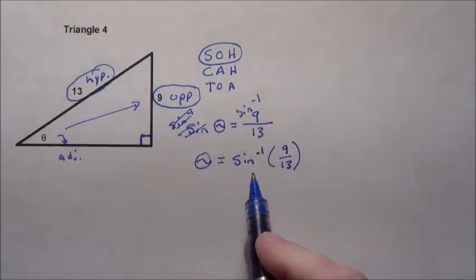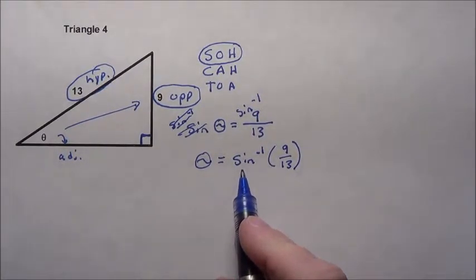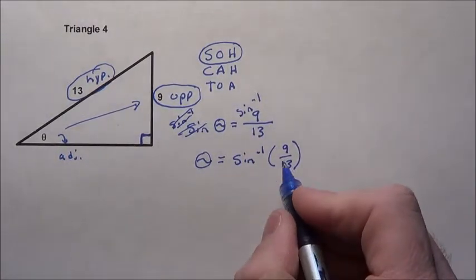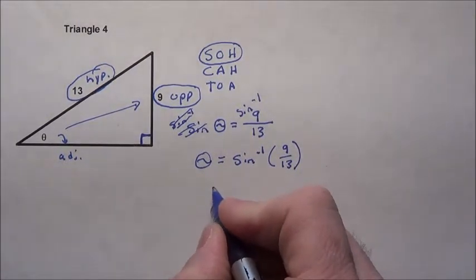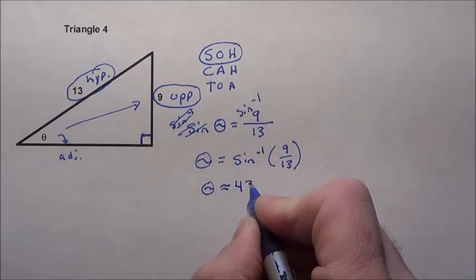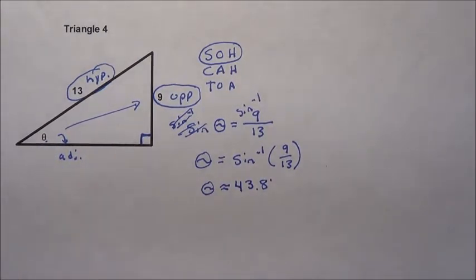We now have to grab Mr. Calculator to help us out with this. So we've got to do the inverse sine. Make sure your calculator is in degree mode. Hit your second sine button and then 9 divided by 13. That should give you theta is approximately 43.8 degrees. This angle right here is 43.8 degrees. Those trig functions helped me figure that out. Nice stuff.